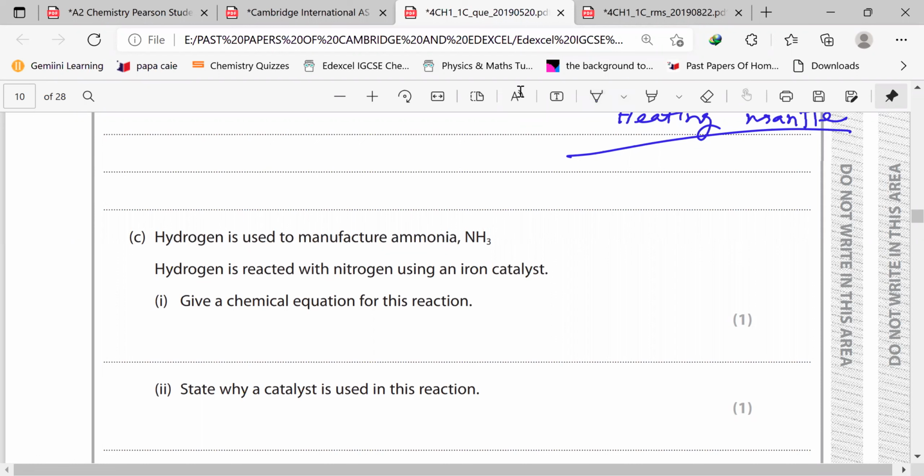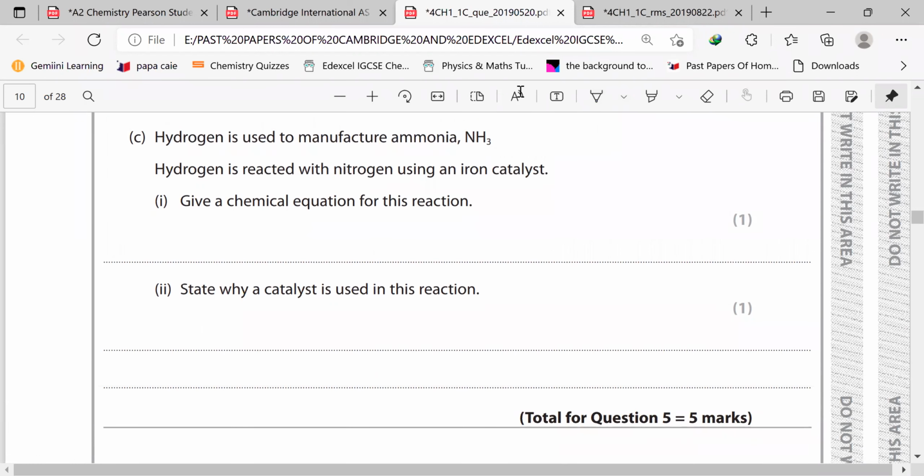Proceed. Iron is used to manufacture ammonia. Hydrogen is reacted with nitrogen using an iron catalyst. Give a chemical equation for this reaction. So for this one, that would be N2 plus 3H2 to form ammonia. First of all, nitrogen and hydrogen will form ammonia, right? Then balance the equation. So it's basically a 1:3 ratio.